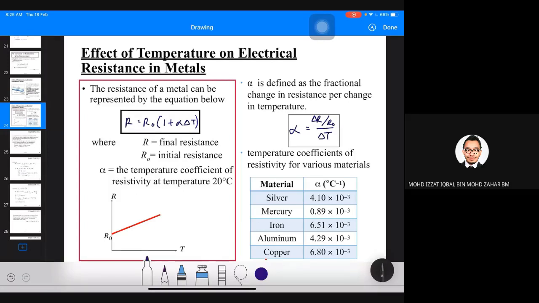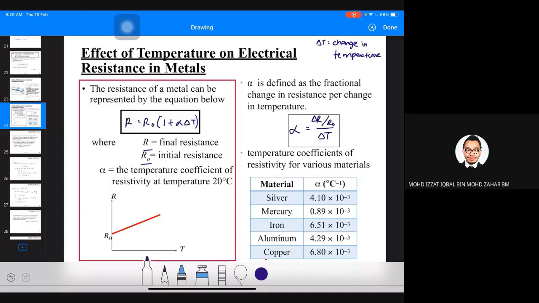So R naught is the initial resistance here, and R is the final resistance. Macam biasalah, delta T is the change in temperature. Since this one is a change in temperature, you can use Kelvin, you can use Celsius, it doesn't matter, because if you change to Kelvin, then you minus back, and you still get basically the same change in temperature.